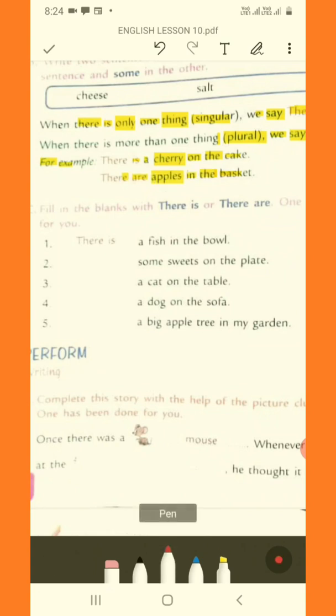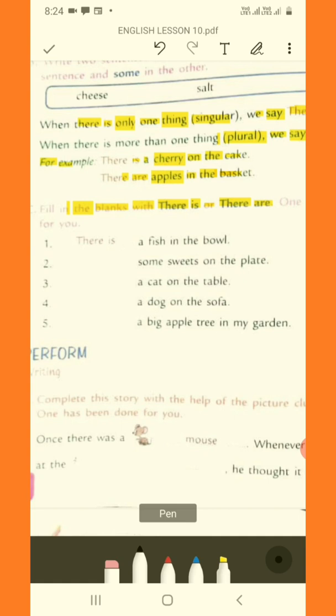Cherry is singular here, apples is plural here. So when we talk about a singular thing, we use there is. When we talk about a plural thing, we use there are. Okay, you got to differentiate between these two. So here is a new exercise. It says fill in the blanks with there is or there are. One has been done for you, so I don't think there is any need for me to do any.